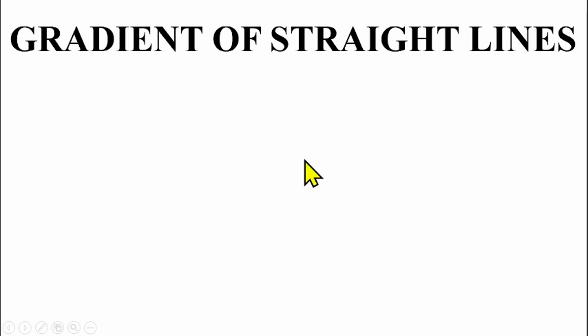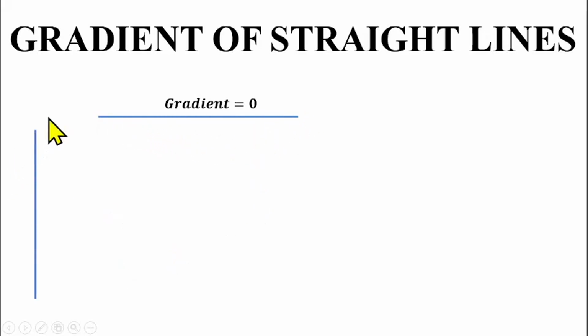So I'll be showing you different forms of straight lines. The first one is this horizontal line we are having on the screen right now, and this horizontal line has a gradient of 0. That is, the gradient of this straight line, which is a horizontal line, is equal to 0. Then we also have a vertical line, and the gradient of this vertical line, which is also a straight line, is equal to 0.